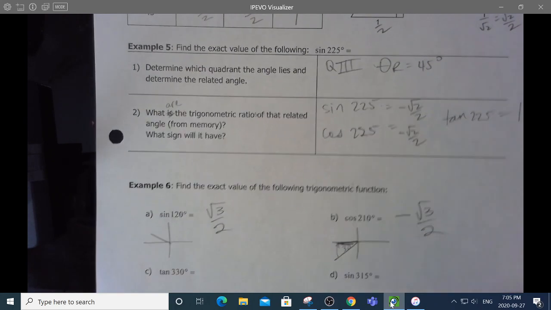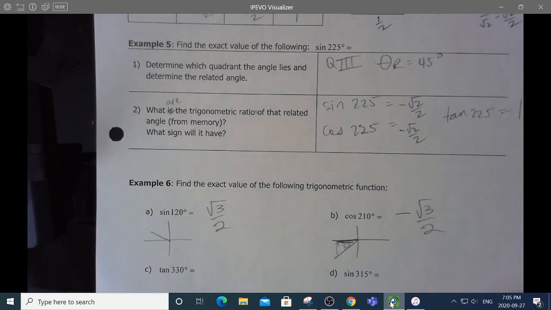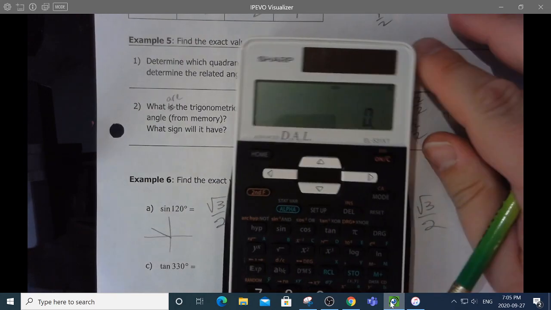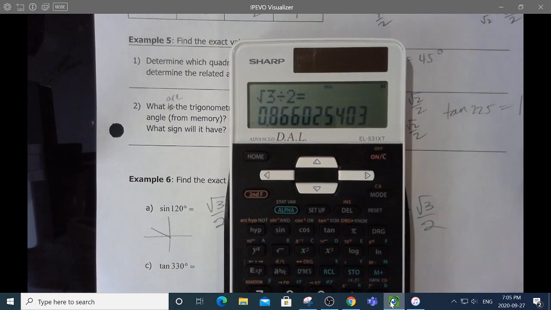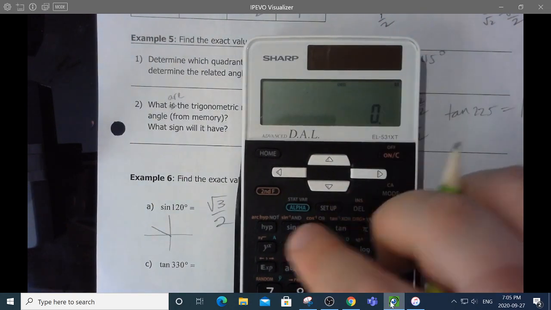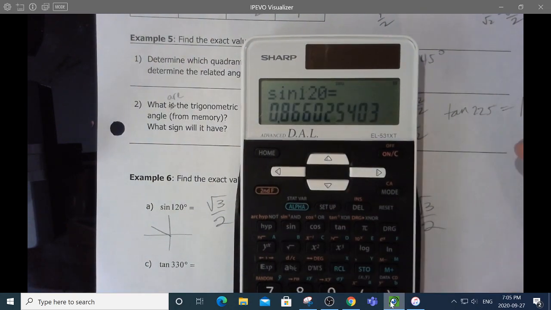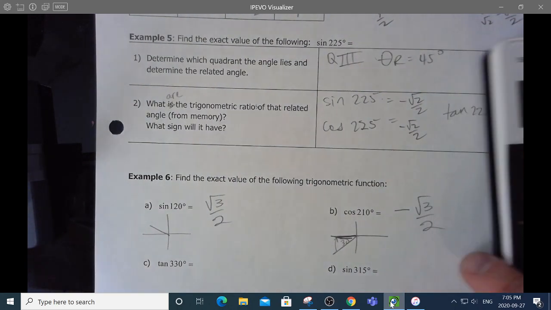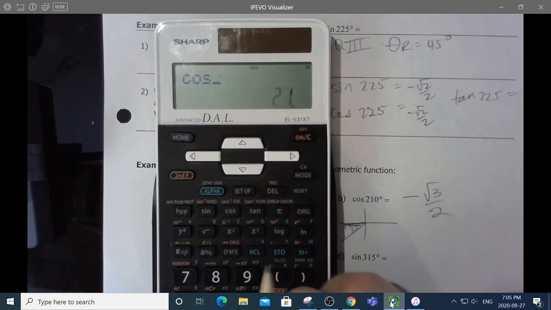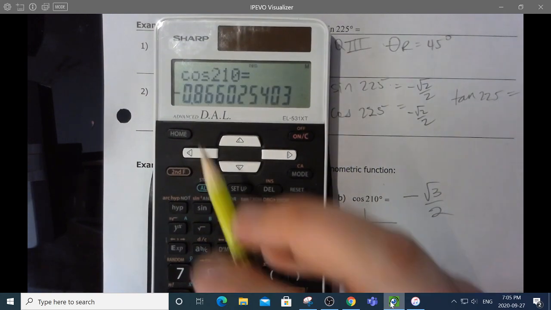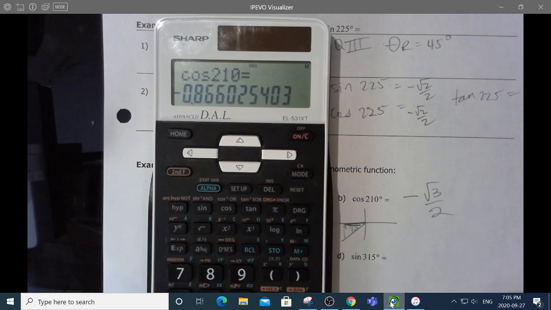Okay. Now, you're not allowed a calculator in these, but when you're doing your homework, if you want to use a calculator to check what you're doing, you can. You just have to learn that square root of 3 divided by 2 is actually 0.866. So if you go the sine of 120, you should get 0.866. And if you go the cosine of 210, you should get negative, notice the negative on there, 0.866.